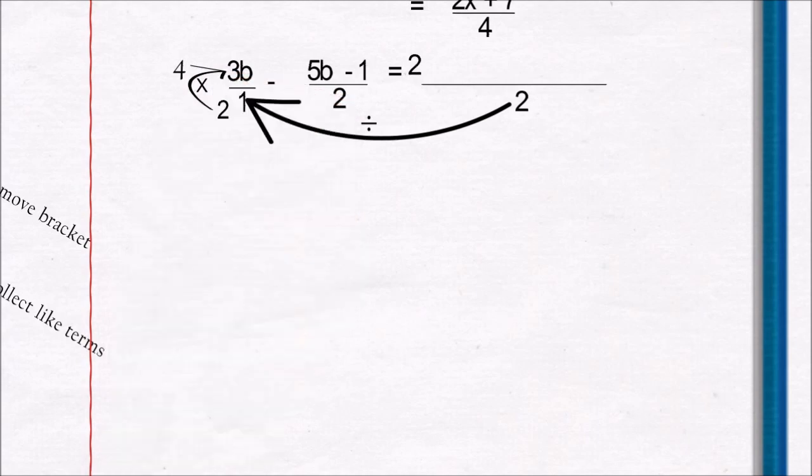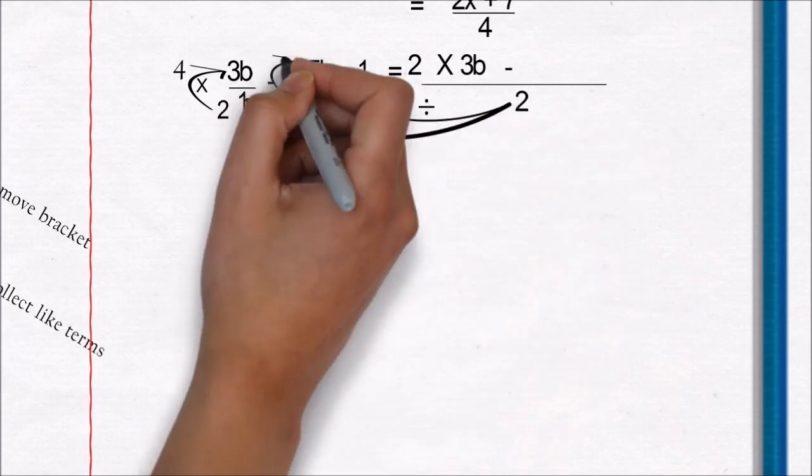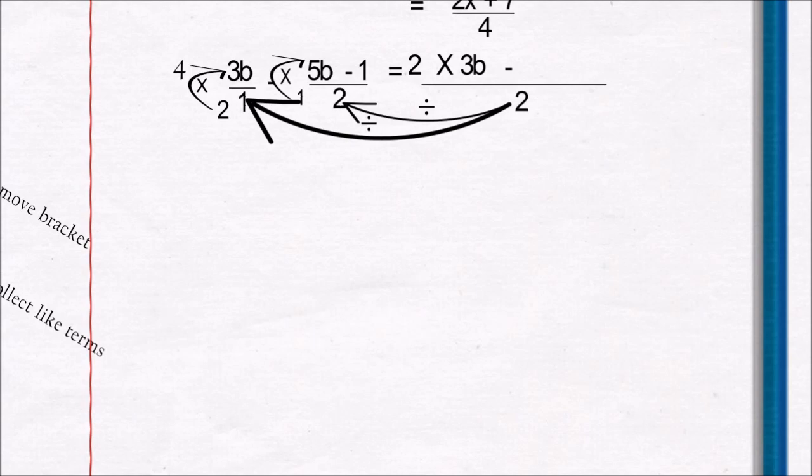And then we have that. Then using the same 2 to divide 2, which gives us 1. So 1 multiplies the numerator, which is 5b minus 1. So we have minus 1 multiplied by (5b minus 1).